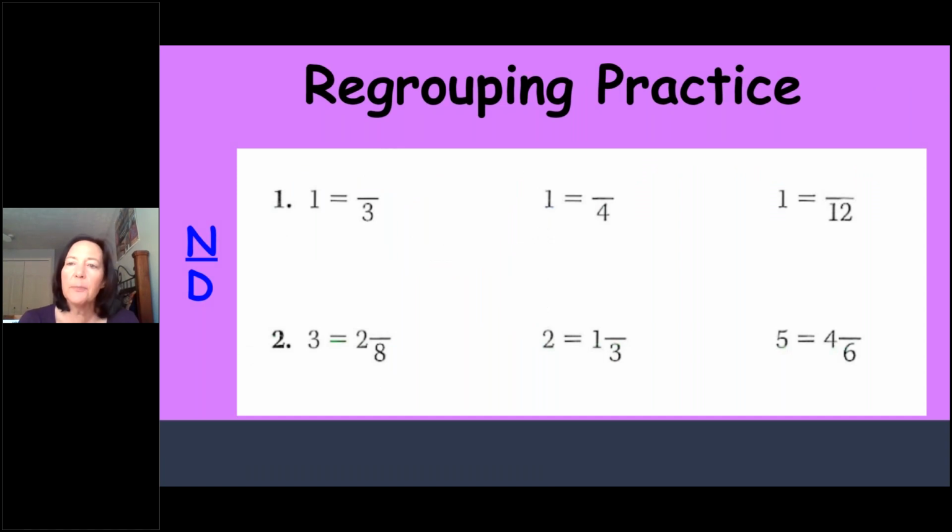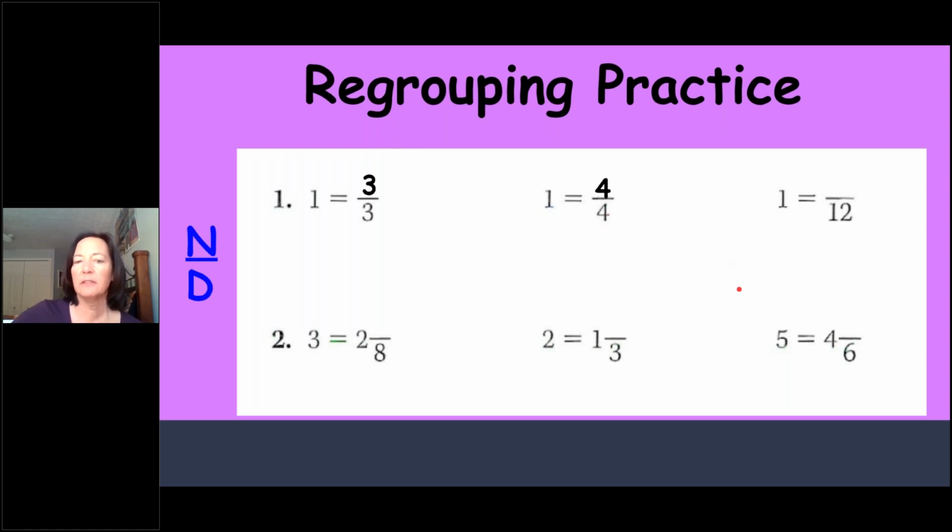Okay, now you're going to practice regrouping. So if we had the whole number 1 and we wanted to turn it into thirds, how many thirds would we have? Three over 3. That is correct. Now, number 2, oh, wait, let me see how I did this. No, I'm sorry. We're going across this time because we have to do the whole number 1. So 1 would be how many fourths? 4 fourths. You're awesome.